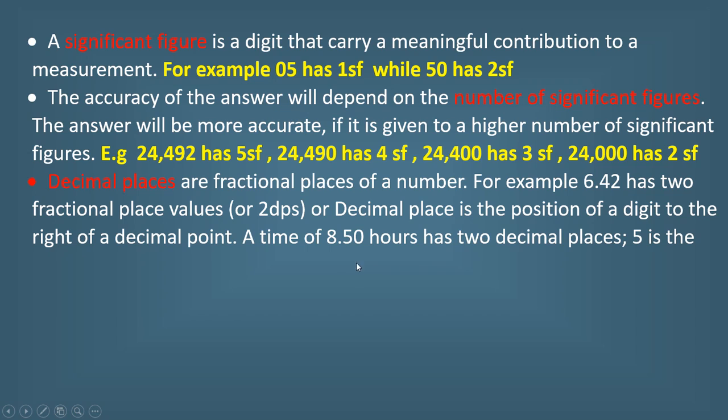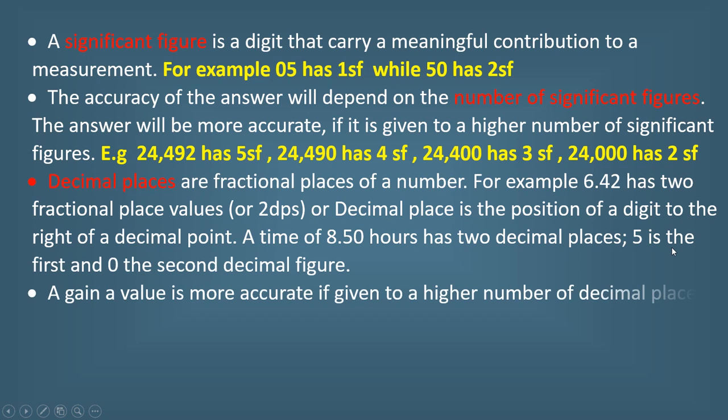Decimal place is also the position of a digit to the right of a decimal point. I've already mentioned that. These values here, the 4 and 2, are the fractional places or the decimal places. A time of 5.50 hours has 2 decimal places. 5 is the first, and 0 the second decimal figure.